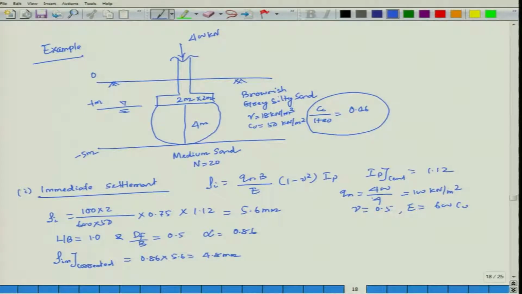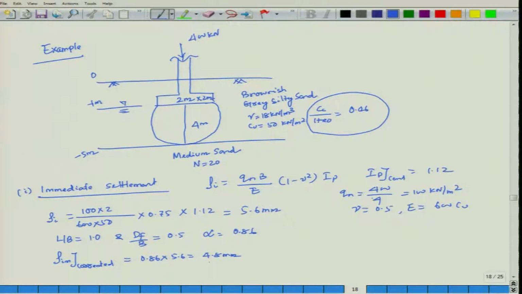So, last class we have covered one example. Foundation is resting on brownish grey silty sand, it is completely a silty sand, and the properties have been given: your gamma, Cu, Cc by 1 plus E0, all the values have been given to calculate your immediate settlement as well as consolidation settlement. Water table is located 1 meter below the ground surface.